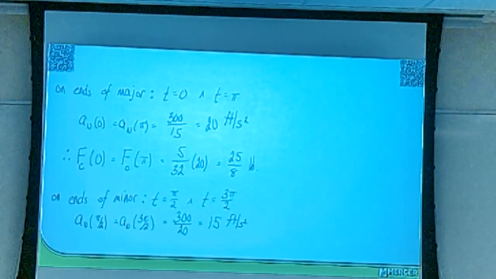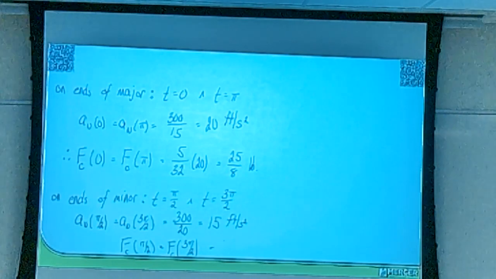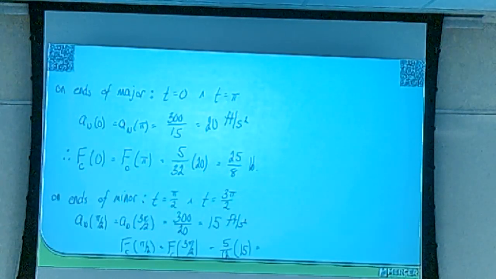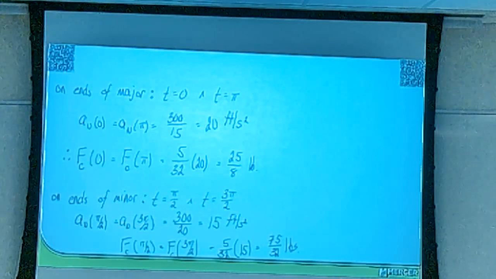And again, your force at the two endpoints is going to be identical, because essentially your force is determined by your normal acceleration. And what's that? There you go.